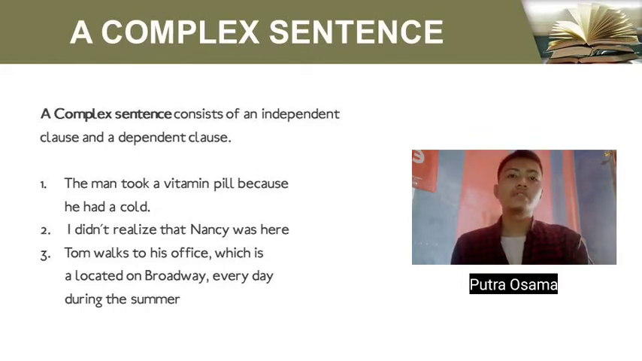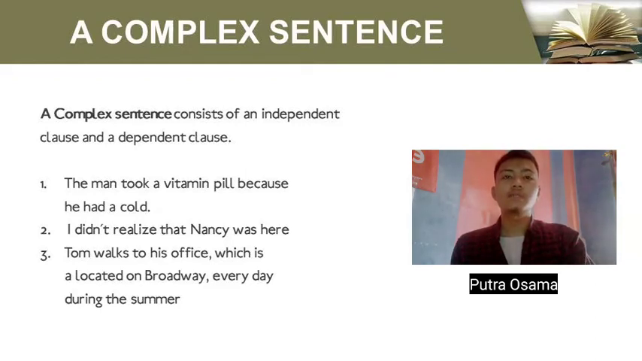Now I will give you 3 examples. Example number 1. The man took a vitamin pill because he had a cold. This sentence has an independent clause and an adverb clause. Example number 2. I didn't realize that Nancy was here. This sentence has an independent clause and a noun clause. And number 3. Tom walks to his office, which is located on Broadway, every day during the summer. The sentence has an independent clause and an adjective clause.